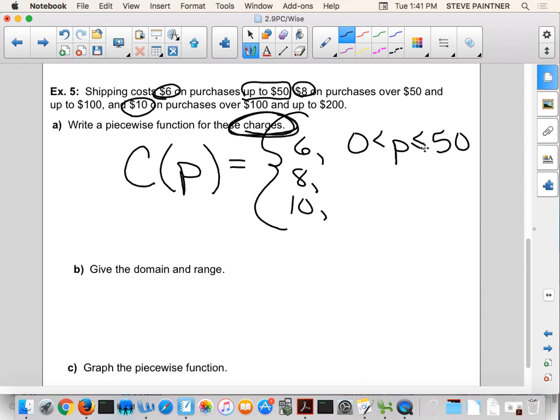Would you put one on 0? No. You're not going to go buy $0 worth of merchandise and get charged $6. It just doesn't work that way. So no. When will you get charged 8?